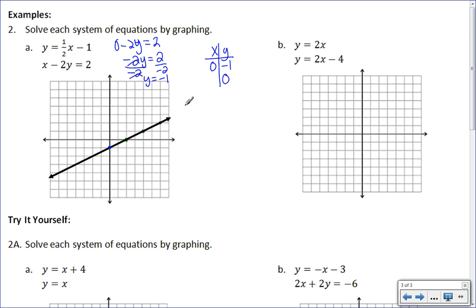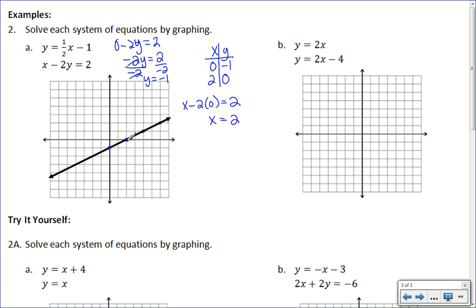And now, when we plug in 0 for y, we have x minus 2 times 0 equals 2. Well, 2 times 0 is just 0, and x minus 0 is just x. So we get x equals 2. So another point on this line is the point (2, 0), and that is right there.